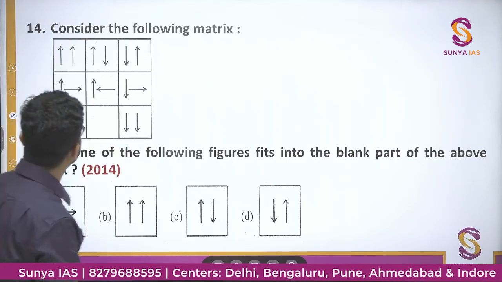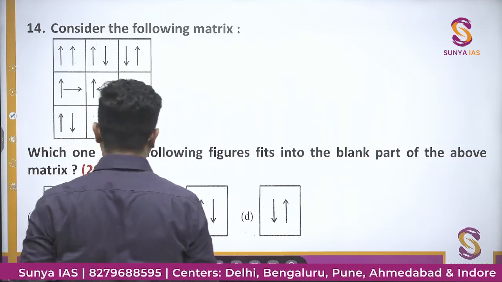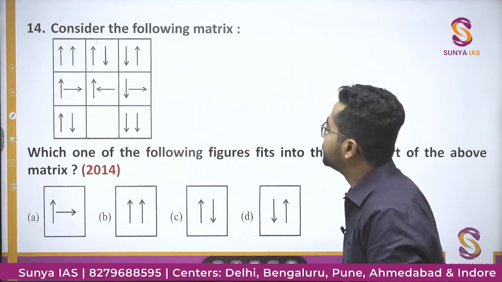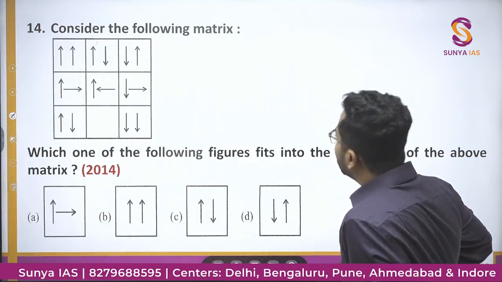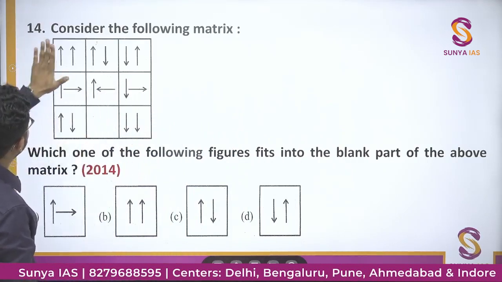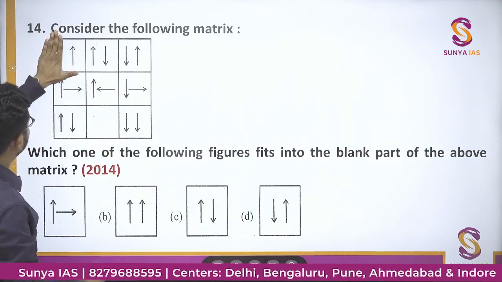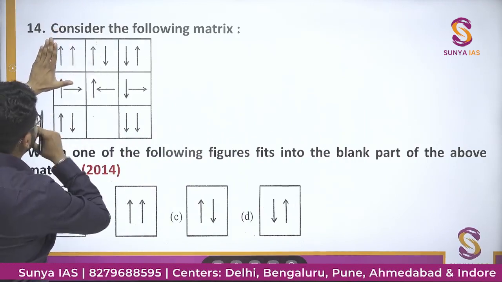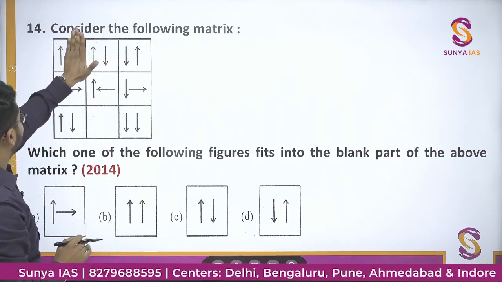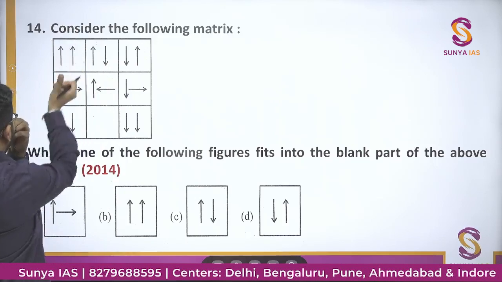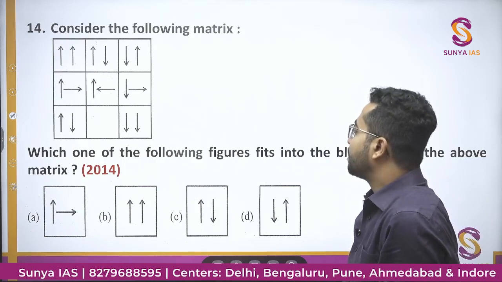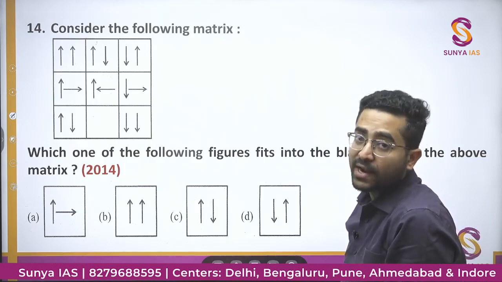So what is asking? You know, diagram diya hai. Which one of the following figures fits into the blank part of the above matrix? Theek hai. Ab main agar first row ko dekhu dhyan se. You can see this first row, first arrow, isko aise hi chhod diya, isko reverse kar diya. In the second part, this arrow is as it is, but this arrow has been reversed. Are you getting what I'm trying to convey?